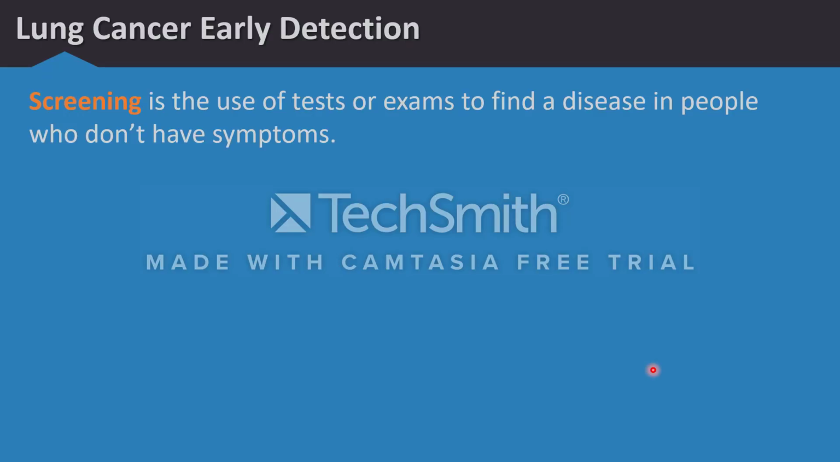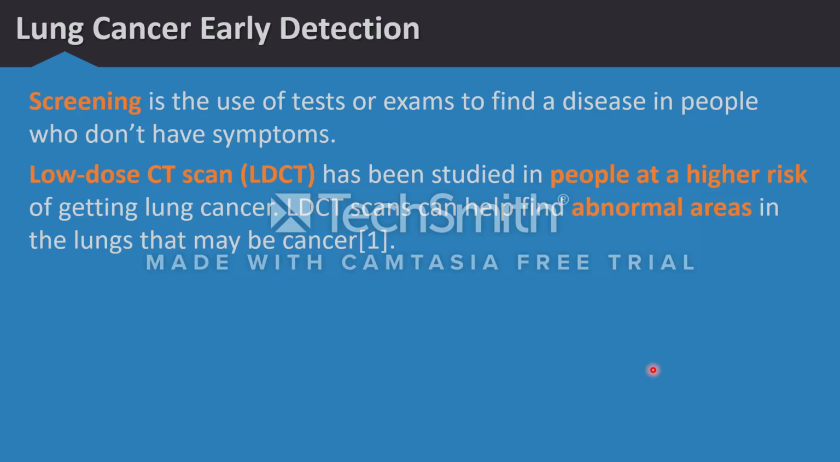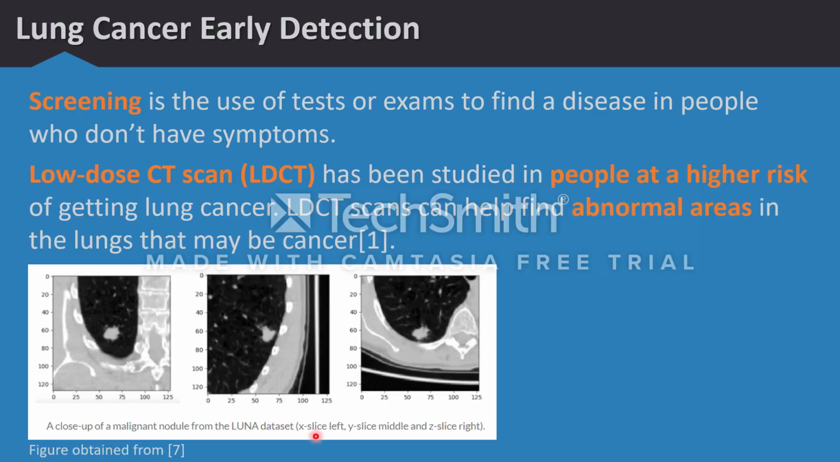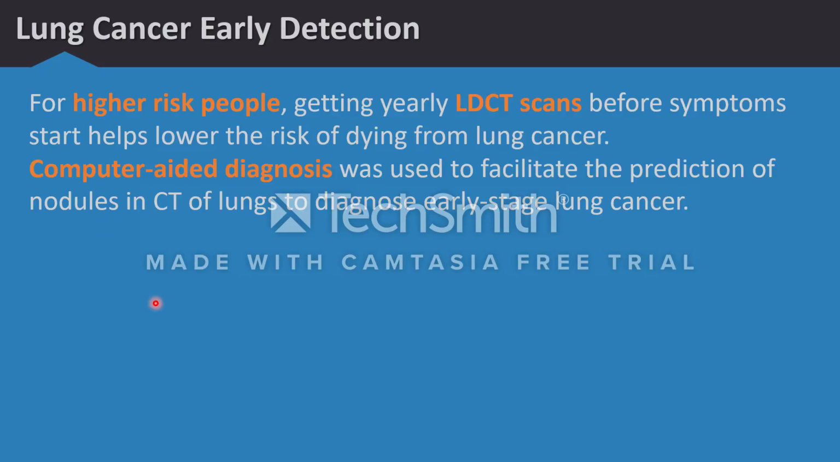Actually, lung cancer can be detected early. Screening is the use of tests or exams to find the disease in people who do not have symptoms. Studies have verified that a low-dose CT scan in people at higher risk of getting lung cancer can help find abnormal areas before symptoms appear, such as the nodes in the figures we chose here. We can find nodes inside the lung. The earlier the diagnosis, the lower the risk of dying from lung cancer.